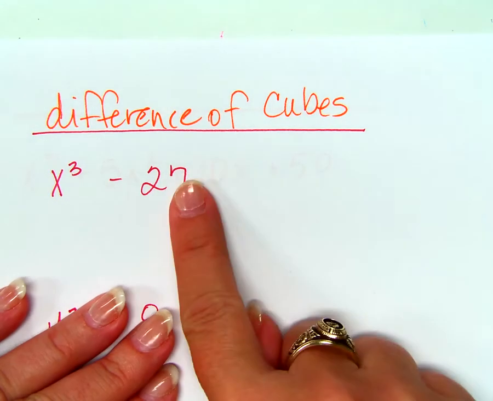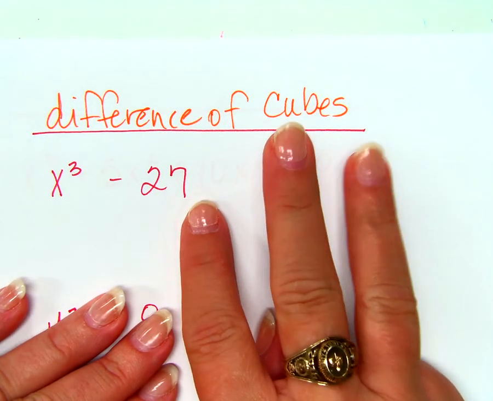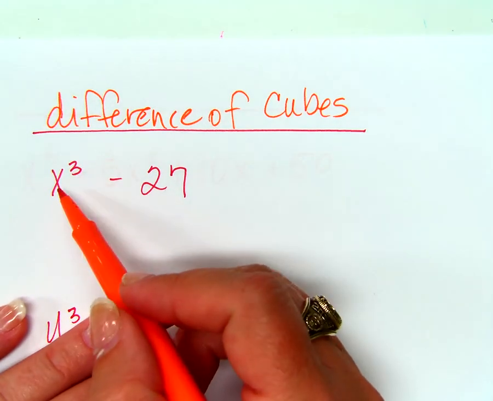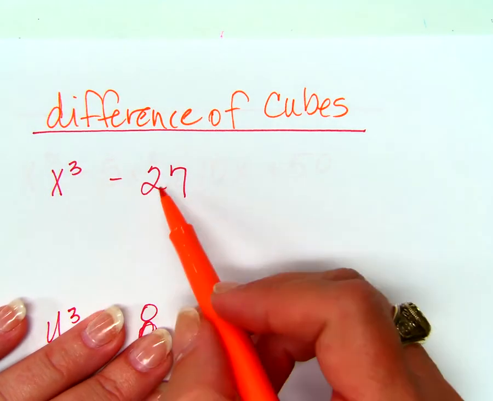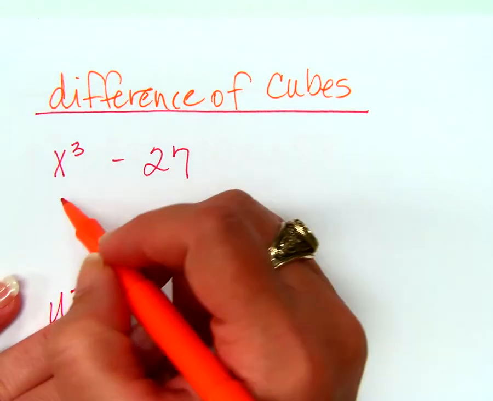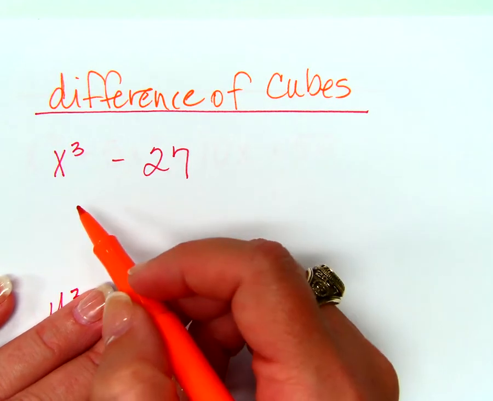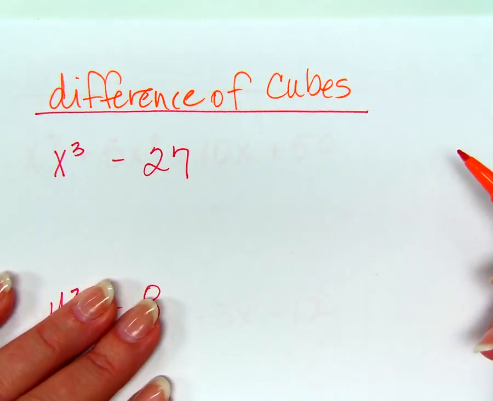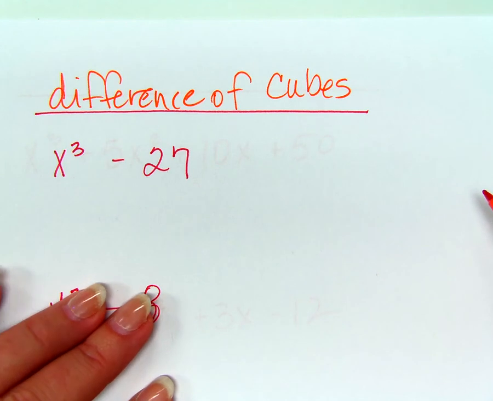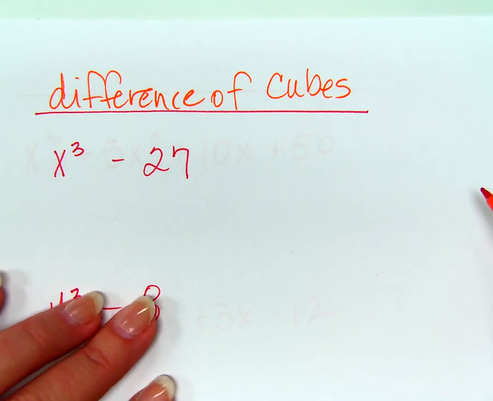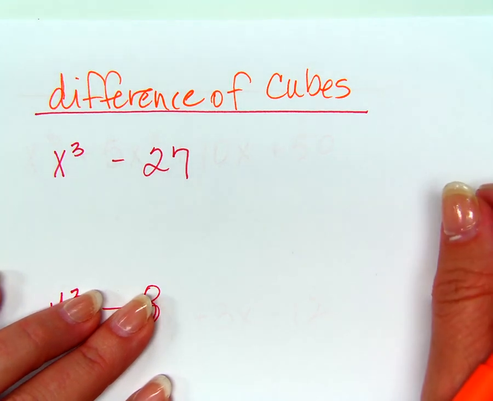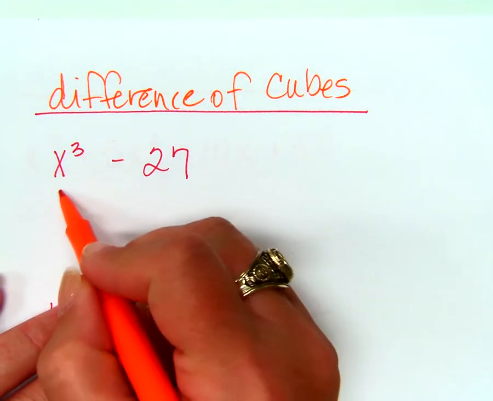Remember, a cube is what times what times what equals that number. They all have to be the same, right? So what times what times what equals x cubed? x, right? What equals 27? 3, right? Okay, so when you factor the difference of cubes, there's a formula. I don't know the formula; I know the pattern. If you want me to teach you the formula, I'll teach you the formula. I'd rather teach you the pattern. What do you want? Pattern.